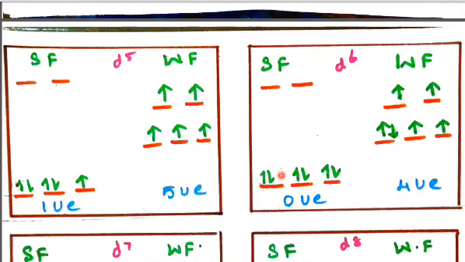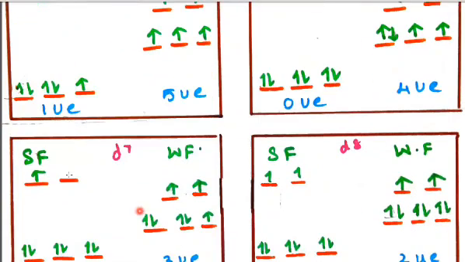Strong field ligand, energy gap is large. So 1, 2, 3, then pairing takes place. 4, 5, 6, all paired, no unpaired electrons. So 0 unpaired electrons. Here it is not like that. 1, 2, 3, the 4th electron goes to higher energy. Then the 5th and 6th come to the lower energy according to Hund's rule. So after filling all the vacant orbitals 1, 1, only then pairing takes place. So after pairing here, we are left with 4 unpaired electrons.